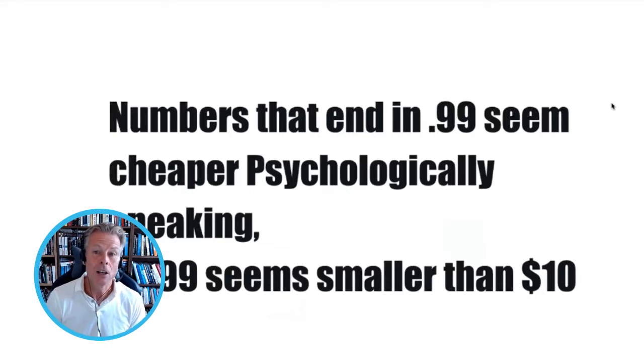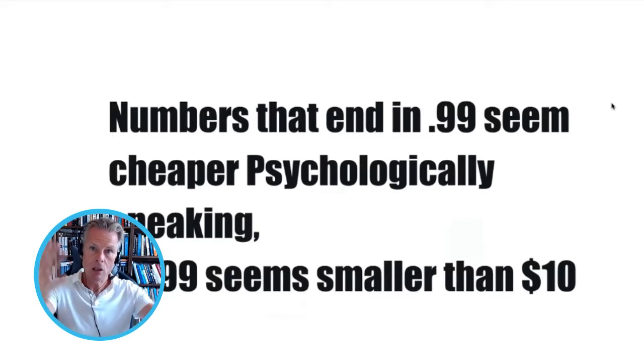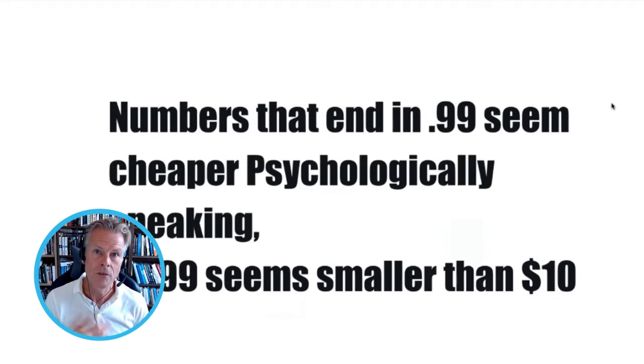Numbers that end in 99 or 97 or 95 seem cheaper than the whole number. Okay, so whilst $9.99 is only 1 cent away from $10, psychologically, they are worlds apart. Okay, so something that is $9.99 feels like it's much cheaper than something that's $10. Why? It's just a quirk of human nature. So when you're pricing, very, very important. Okay.